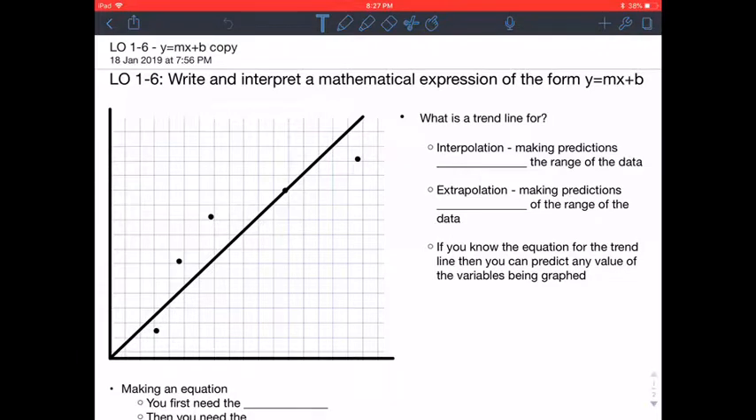1-6. We're going to be talking about the equation y equals mx plus b, which is more formally known as slope-intercept form, because those are the two things you need to make that equation. You need a slope and a y-intercept.